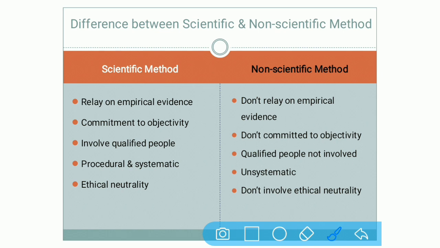Now, today's topic is the difference between scientific and non-scientific method. In the last video, we learned the methods of knowing, where there are two methods: scientific and non-scientific. It is very easy to understand this difference if it is clear in the mind of the student what the features of the scientific method are and exactly what the non-scientific methods are.